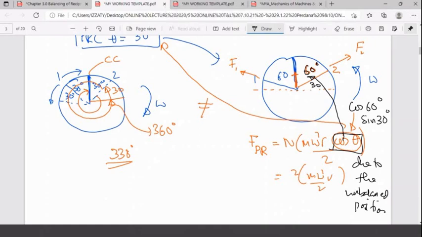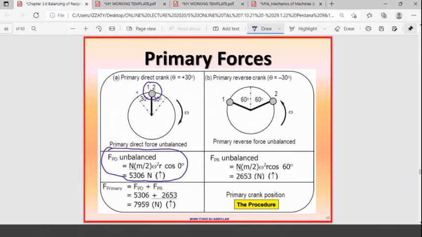Remember this one. It has nothing to do with the negative 30 just now. It will be defined by the crank diagram. At the end of the day, you'll be getting the results here, pointing upwards. Now let me ask you, what happened to the other force?